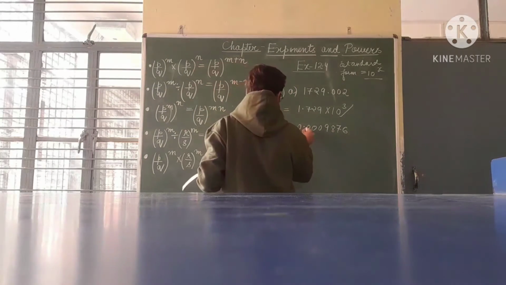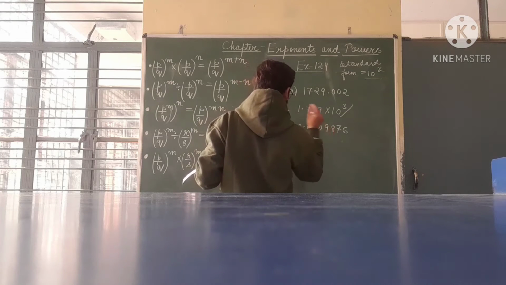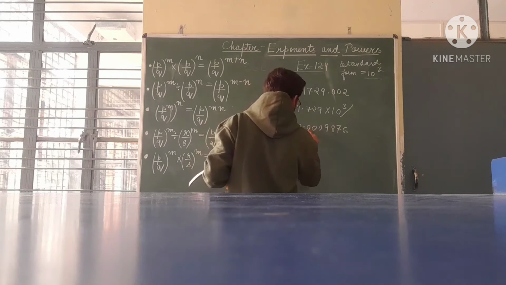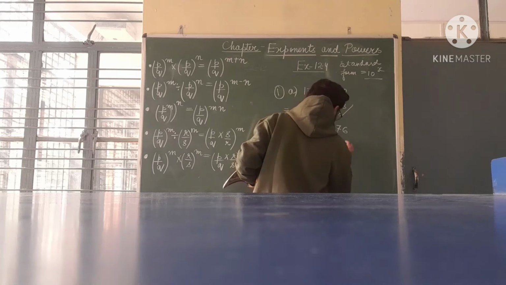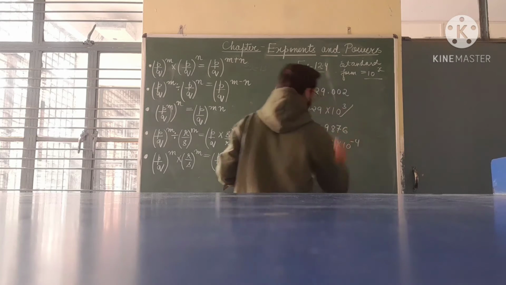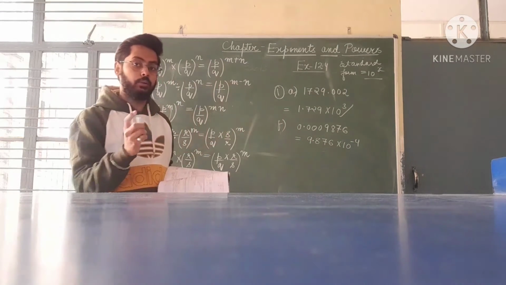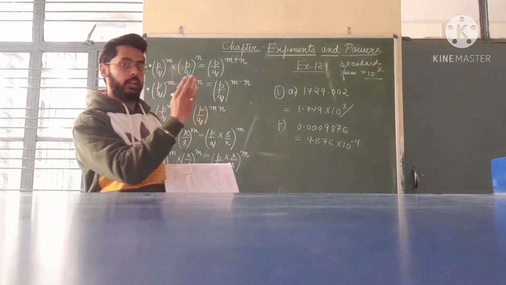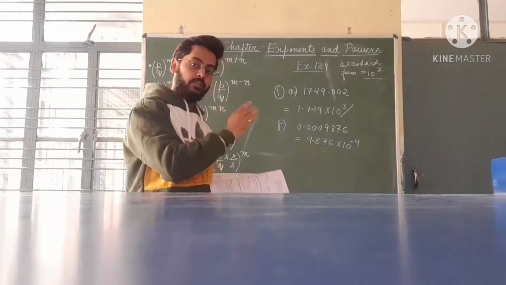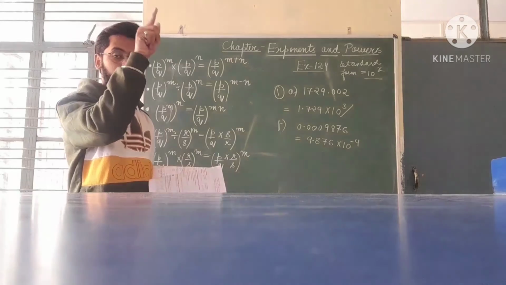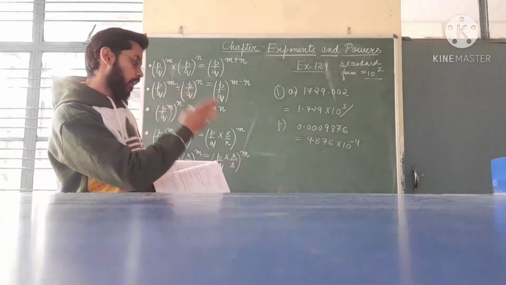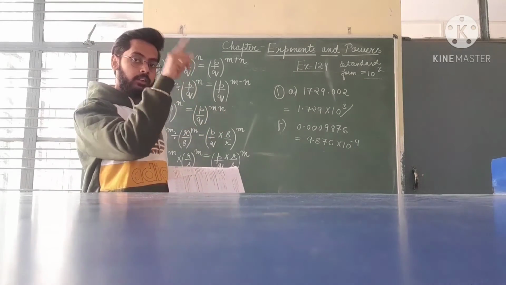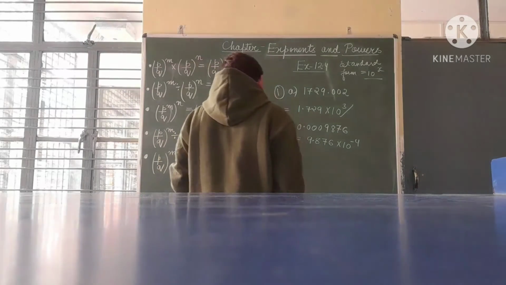We can see that the point is here, and we have to move the point there. So we can see 1, 2, 3, 4. We have to take the point 4 times, that is 9.876 into 10 to the power minus 4. Minus 4 is there because we have to take the point from left to right. If we take the point from right to left, then 10 to the power comes as positive, and if we take the point from left to right, then 10 to the power comes as negative. Okay, clear students?